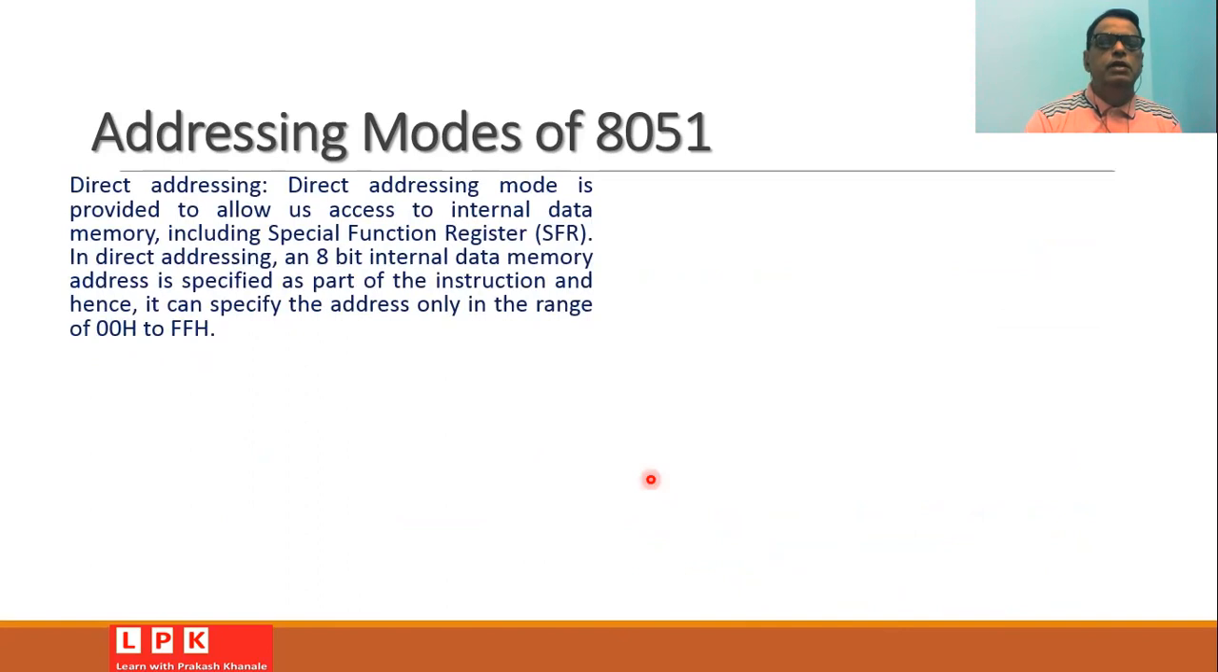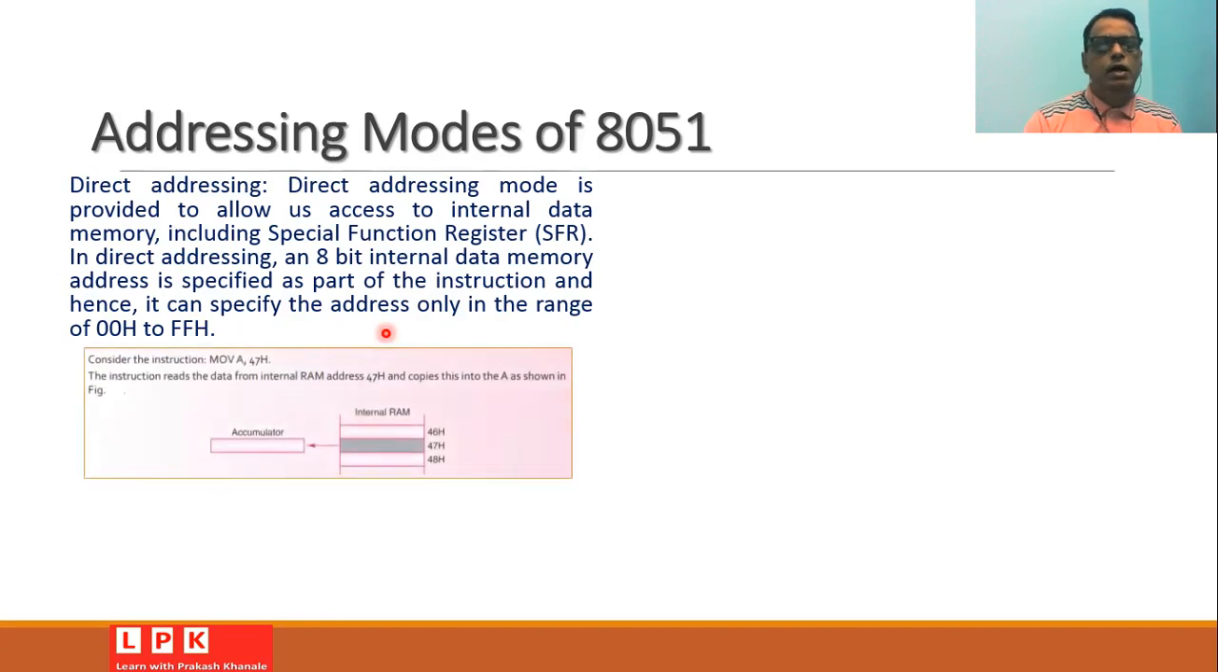Another addressing mode is called direct addressing. In this mode, access to the internal data memory is provided. Access to the special function registers, or SFRs, is also provided. In this addressing mode, the 8-bit internal data memory address is specified as part of the instruction, and hence it can specify addresses only in the range of 00 to FF.